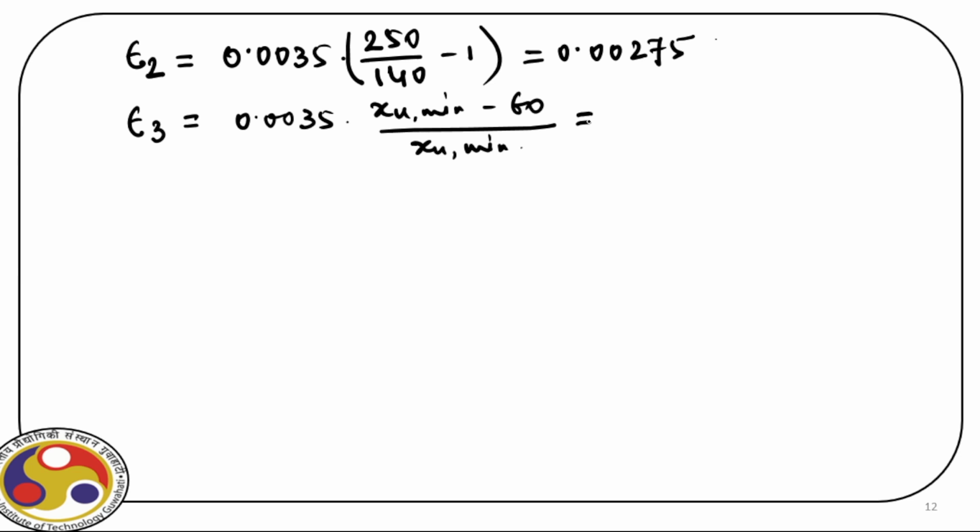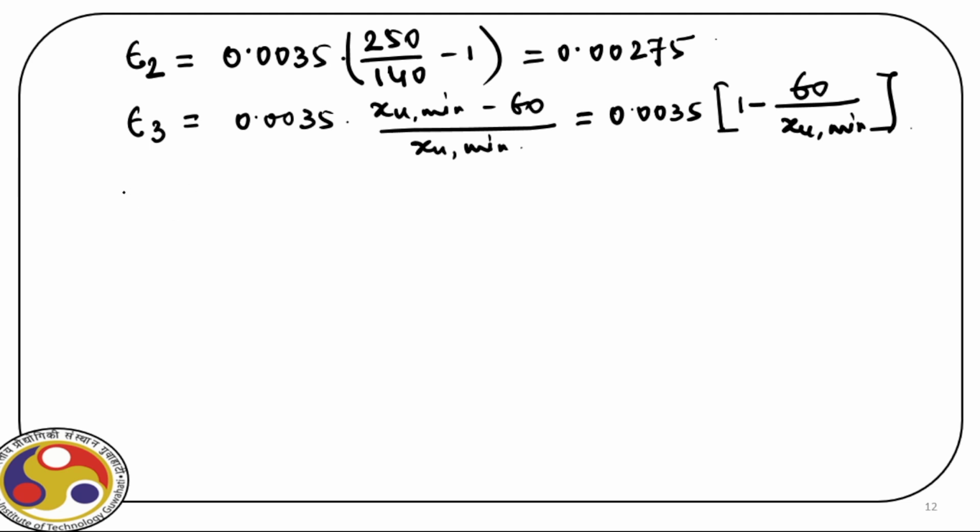So this is equal to 0.0035 times (1 minus 60 divided by XU minimum). We are not going to put this value of XU here. I will see in a minute how we are going to find it out iteratively. So that is epsilon 3.